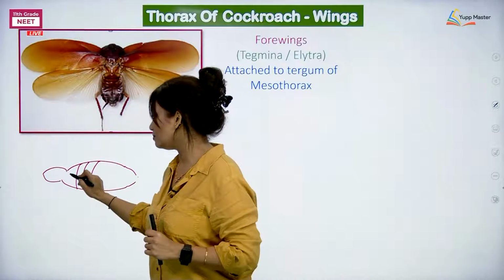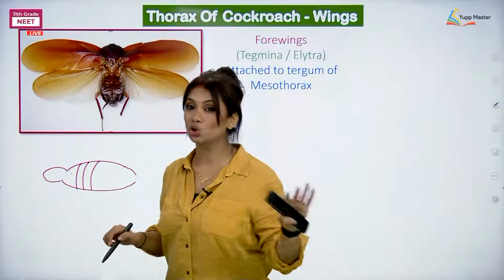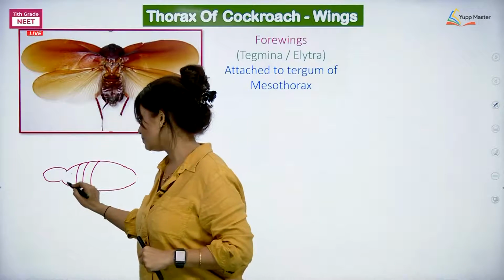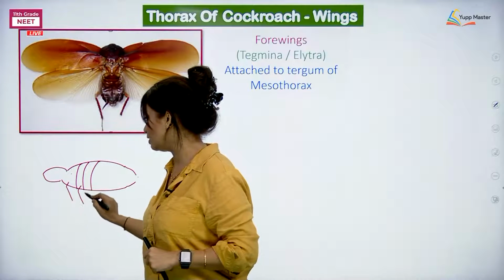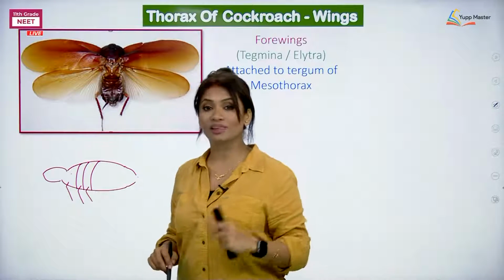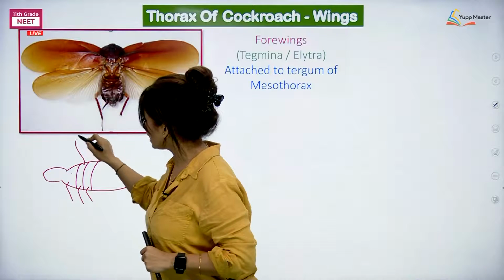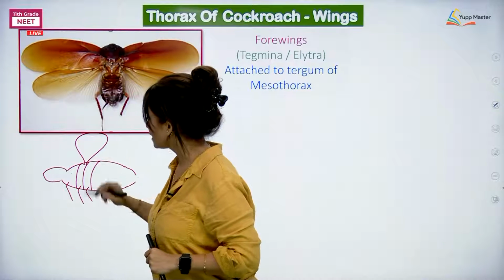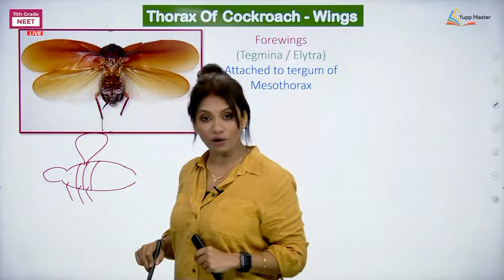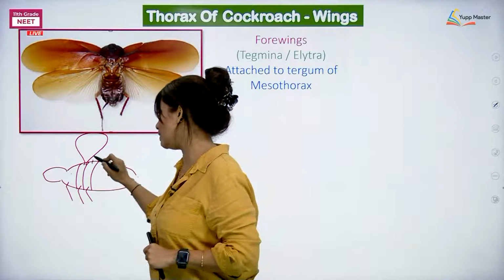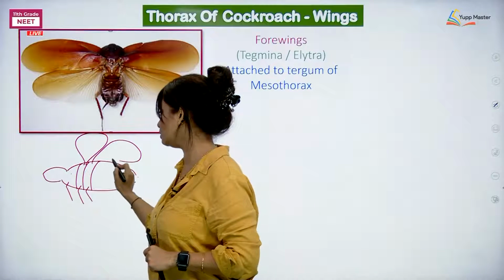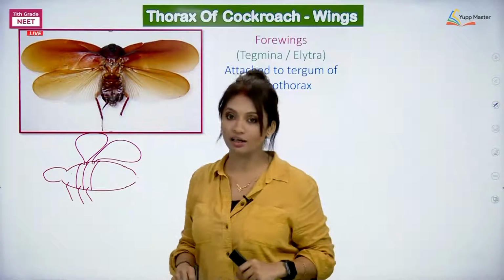Okay, then remember at the first segment there are no wings, but yes, legs are found at all the 3 segments. Then where are the wings present? First pair of wing is located right here. Okay, that is the forewing. Second pair of wing is located right here, and that is the hind wing.